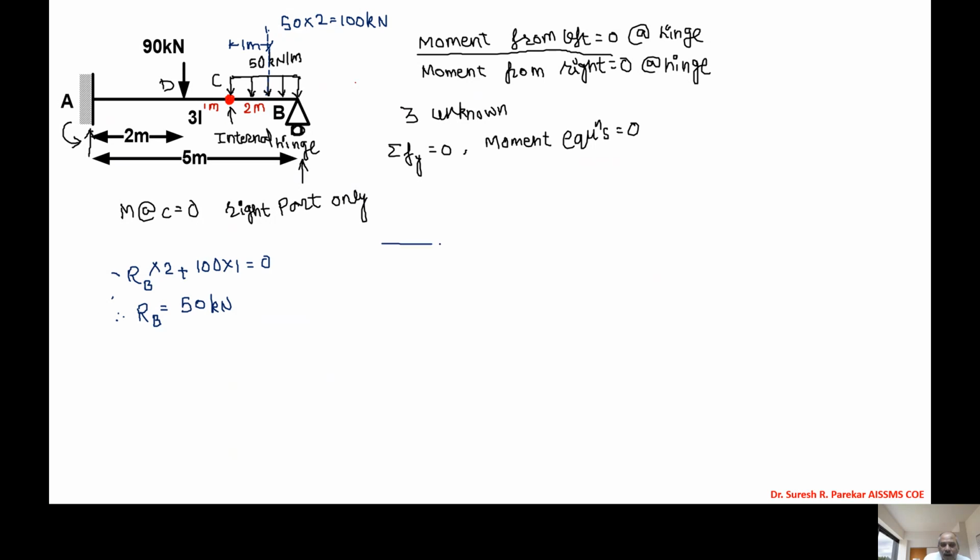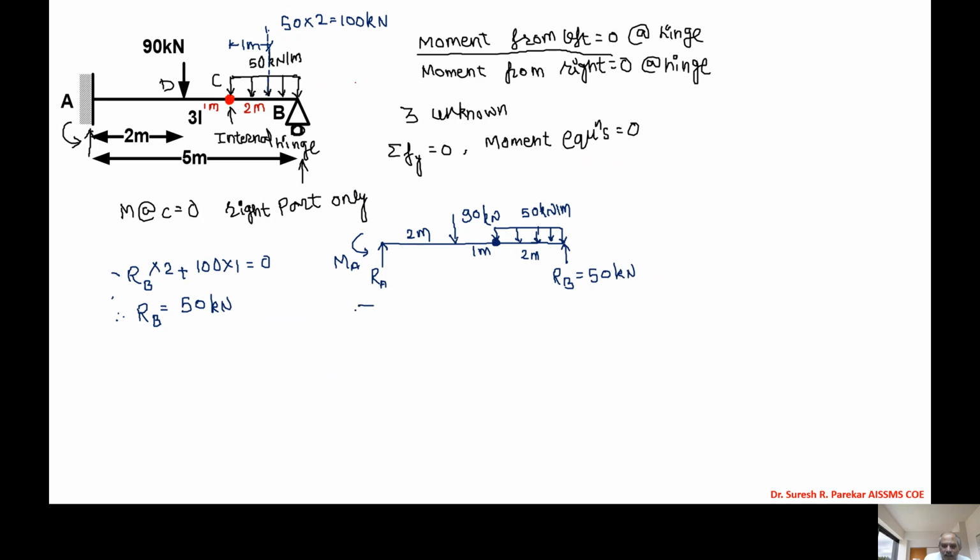So if you draw the free body diagram, then we have the free body diagram in this way. This is RA, this is MA. We have this 90 kilonewton at 2 meter. Then we have the internal hinge at 1 meter. And then we have this UDL, which is again of 2 meters, 50 kilonewton per meter. And this is RB.